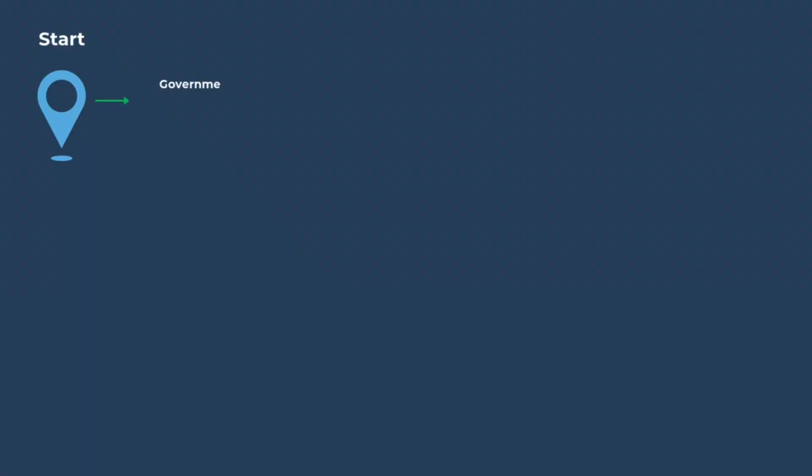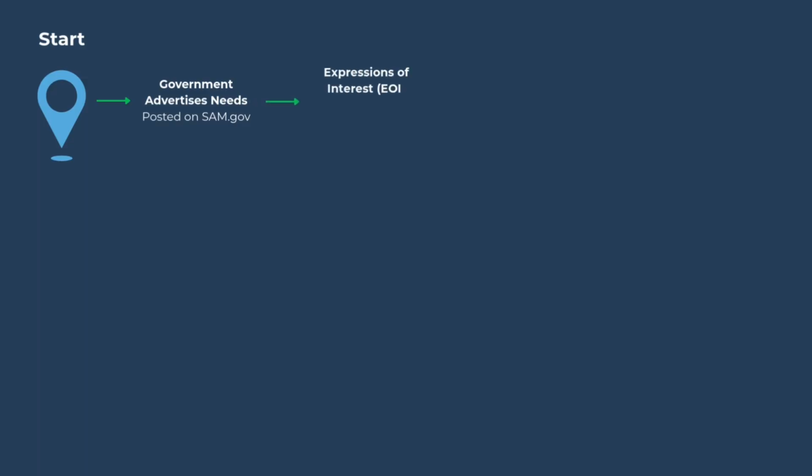So the Reader's Digest version of the process is essentially this. The government will advertise their needs, their requirements on a system called SAM.gov. Once you see that advertisement of need, the government is looking for what's called expressions of interest. That's when the parties who have the space, or believe they can meet the requirements, are literally just throwing their hat in the ring, saying, hey, we think we can work with you.